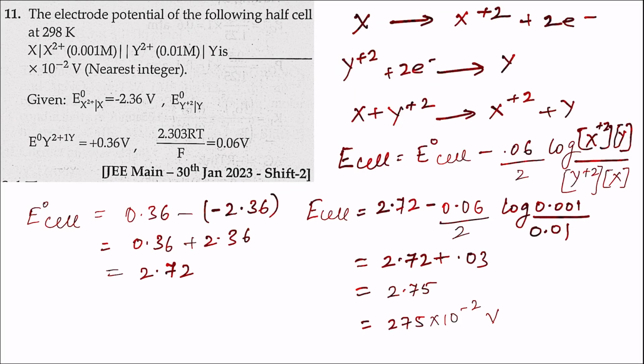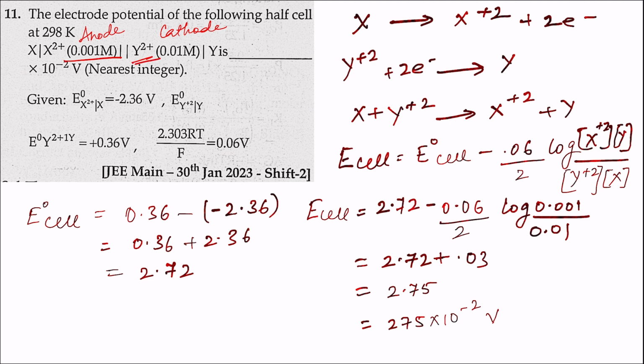The electrode potential of the following cell at 298 Kelvin. At the anode, X is changing into X plus 2 and the concentration of the X plus 2 ions is 0.001 moles per liter. And now this is the anode and this is the cathode. At the cathode, reduction is taking place.